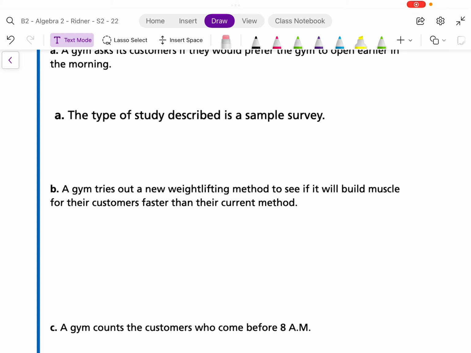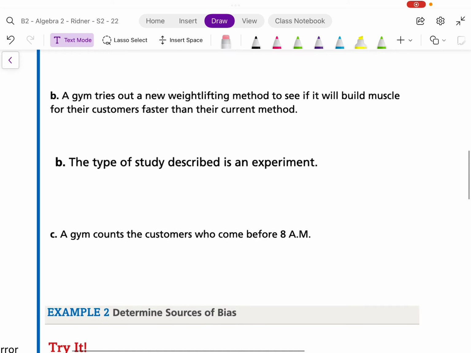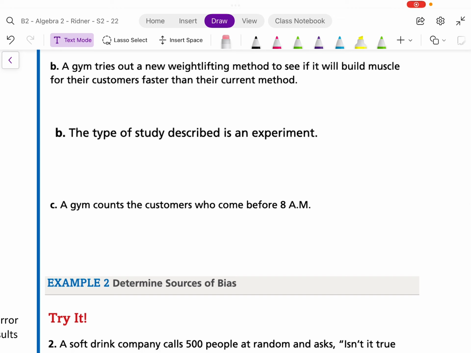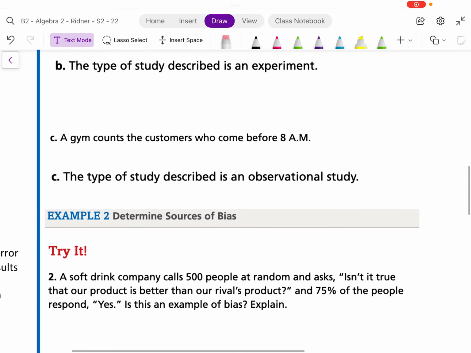A gym tries out a new weightlifting method to see if it will build muscles for their customers faster than their current method. They're actually doing something, trying something out. And so this one would be an experiment. They're actually doing something to try to make change, not just asking a question. And then example C is a gym counts the customers who come in before 8 a.m. This is an observational study because it requires no interaction with the population to just observe how many come in.